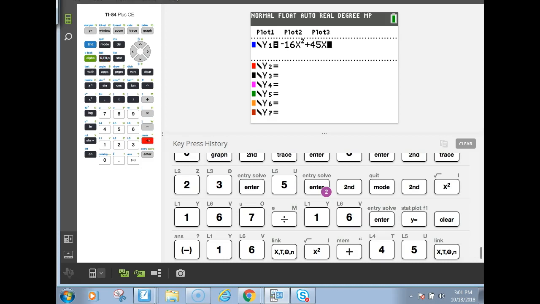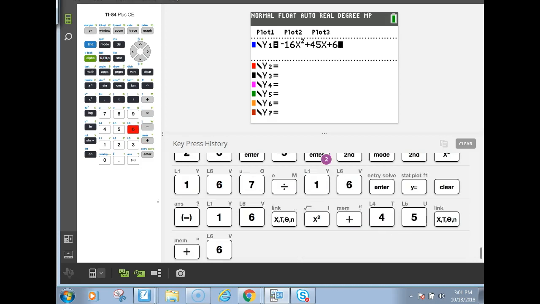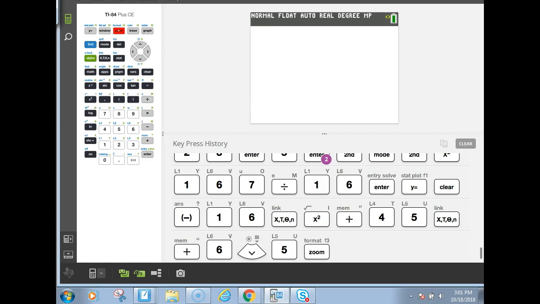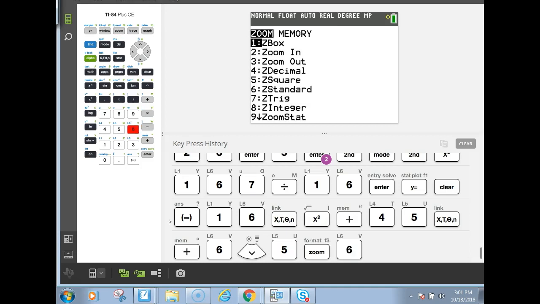And then what was the initial height? She came out of her hand at 6 feet. On line 2, we're going to put in 5. Now, I need you to think about what you're going to have to do to be able to see what you want to see. So what I want everybody to do is hit zoom and 6.